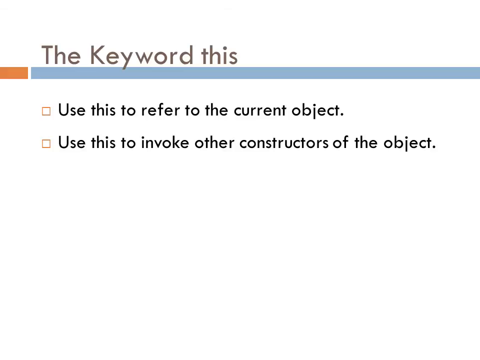The this keyword. In order to refer to the current state of an object, we have to use the this keyword. Use this to invoke other constructors of this object. If you want to call the superclass constructors of a particular object, then also we can use this.